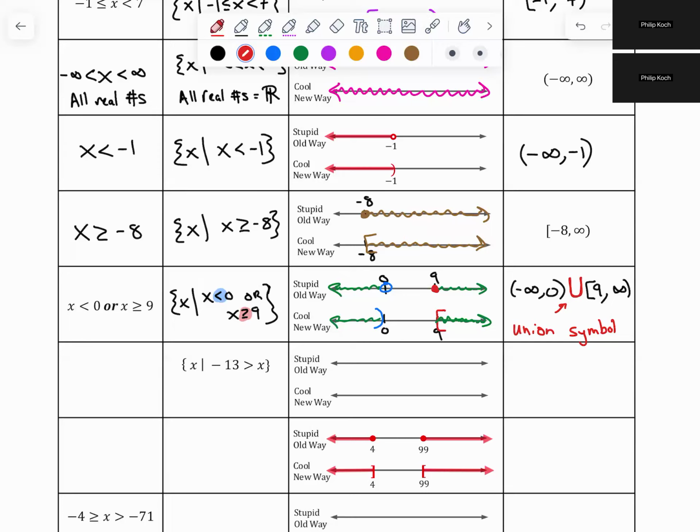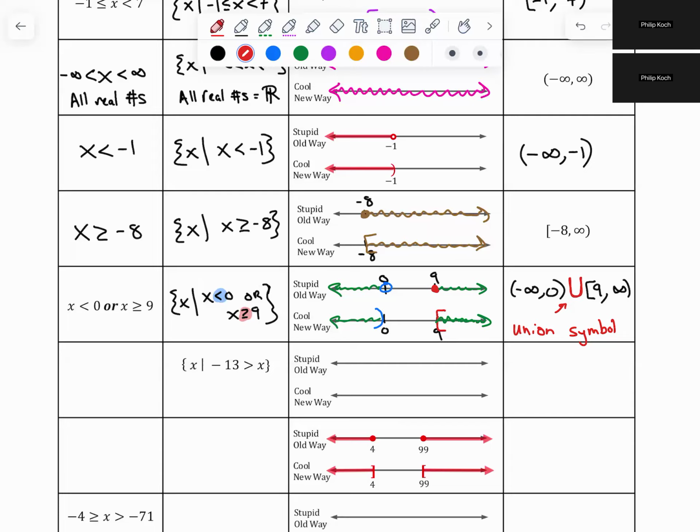Any questions on that union symbol? If you forget what that symbol is supposed to look like on an exam or quiz, just let me know, and I'm happy to provide that. As long as you remember that it's supposed to be a combination of the two. If you forget what you're supposed to write in the middle, just ask, and I'm happy to give it to you.